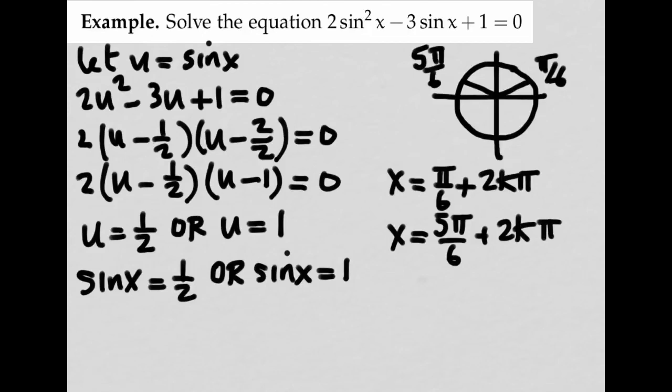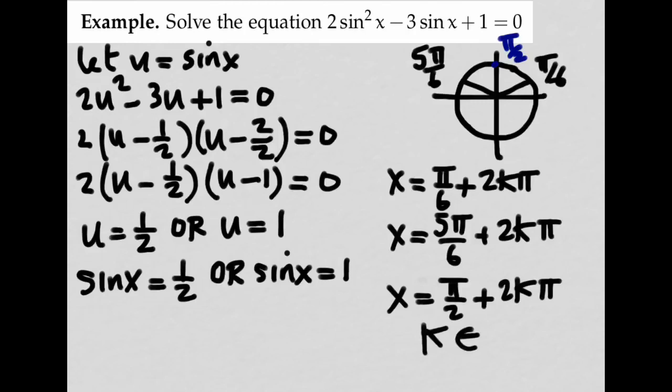Next, let's solve the equation sine x equals 1. Well, sine x equals 1 exactly when x equals pi over 2. And that's the only angle between 0 and 2 pi, the period of sine x, for which the sine equals 1. So the second equation gives rise to x equals pi over 2 plus 2k pi. In all of these cases, k is an integer.